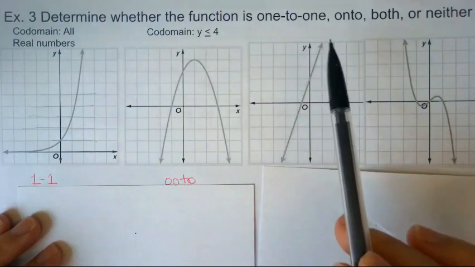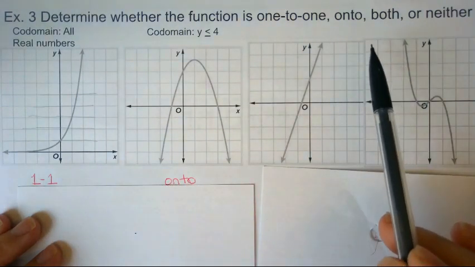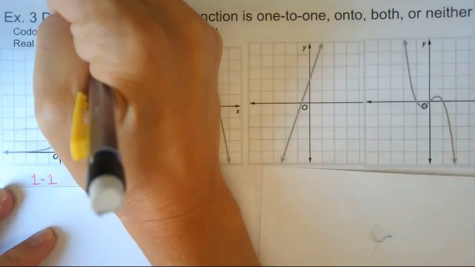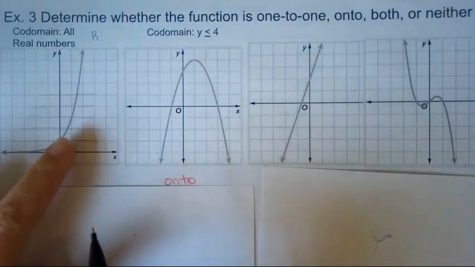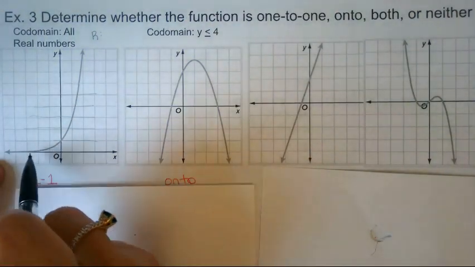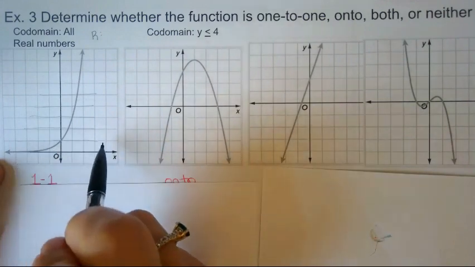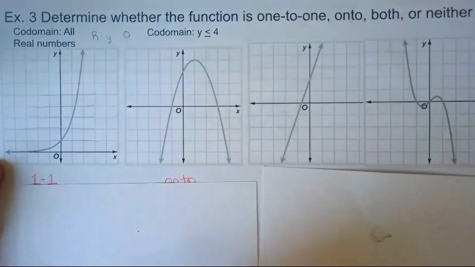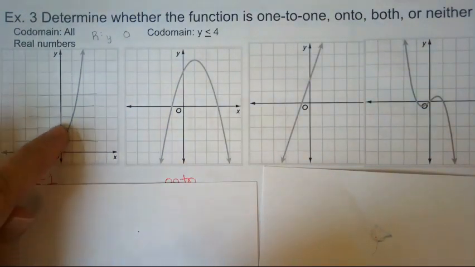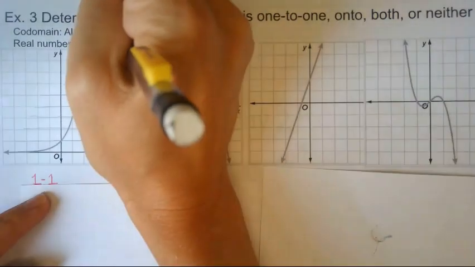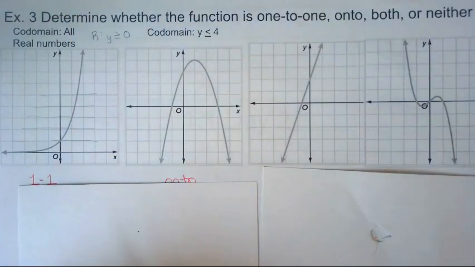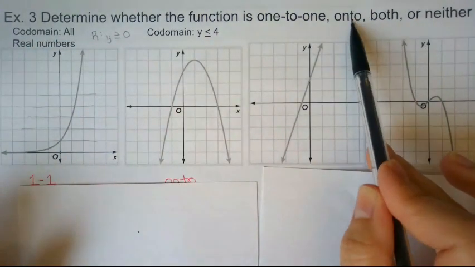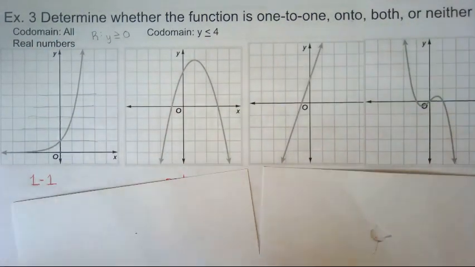And as I look at the range, I see that my graph is not going below 0 for my y values. So that tells me that my y values are starting at 0 and they are getting bigger because my graph is increasing. So my range would be looking like that. Since these two are not the same, that is not onto. So in this case, it would just be 1 to 1.